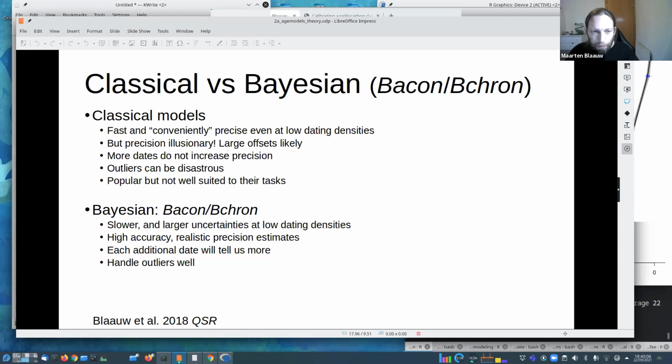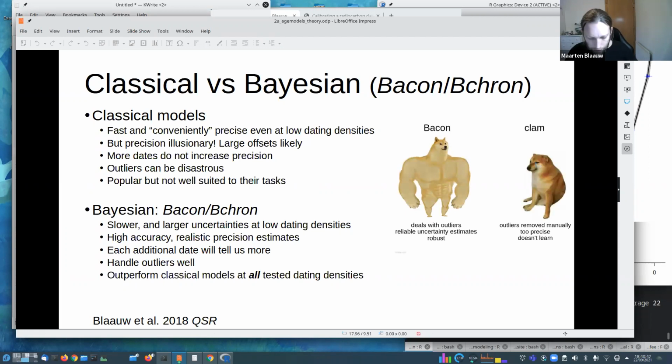So in the end, classical models are popular, but we see that they're becoming less popular now, and that's probably for a good reason, because they're not really well suited to their tasks, whereas Bacon, Bchron and OxCal really outshine classical approaches, not just for high density data sites, or for many dates, but especially if you have few dates, then your model and your uncertainty estimates become very, very important. So use your Bayesian model also if you have only few dates.